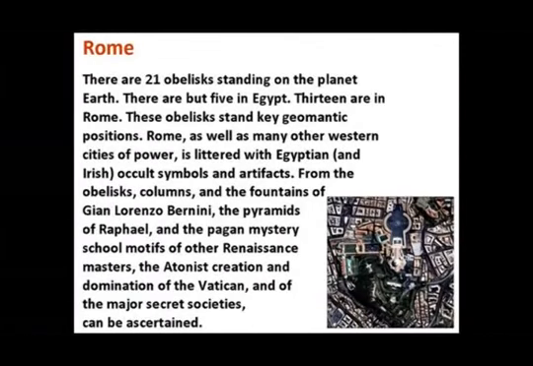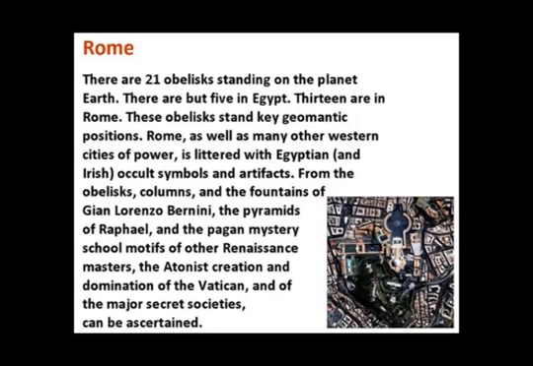Finally, we turn to Rome. As we said in Program 1, there are 21 obelisks standing on the planet Earth. There are but 5 in Egypt now. 13 are in Rome. And 13 is an important number, dealing with the zodiac and with occult ritual. Now these obelisks stand at key geomantic positions. Rome, as well as many other Western cities of power, is littered with Egyptian and Irish occult symbols and artifacts.